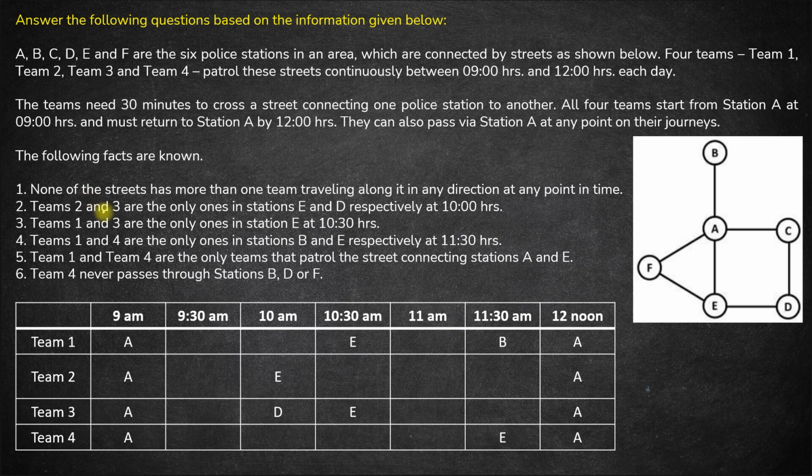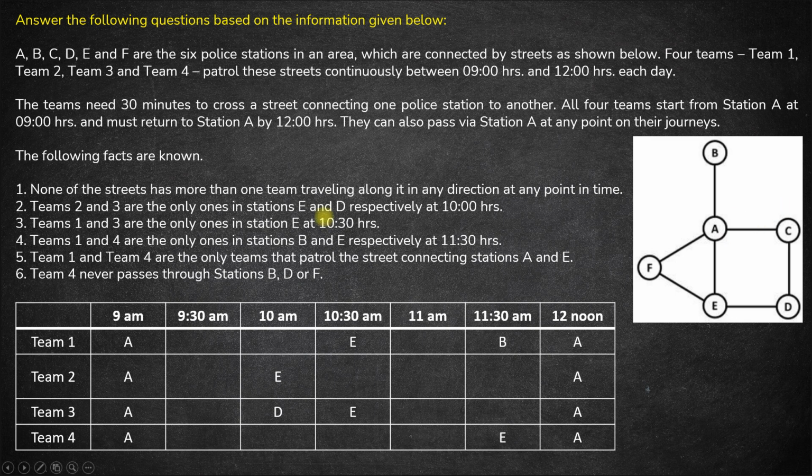So let's see. None of the streets has more than one team traveling through it in any direction at any point in time. So if a team is going from F to A, from A to, let's say, C, at 9 am a team is here and it goes at 9:30 to C, only one team can go on this street. That is what is given. In any particular direction or on any particular street, none of the streets has more than one team traveling along it in any direction. So if a team is going from A to C, no other team can go from A to C and no other team can go from C to A as well.